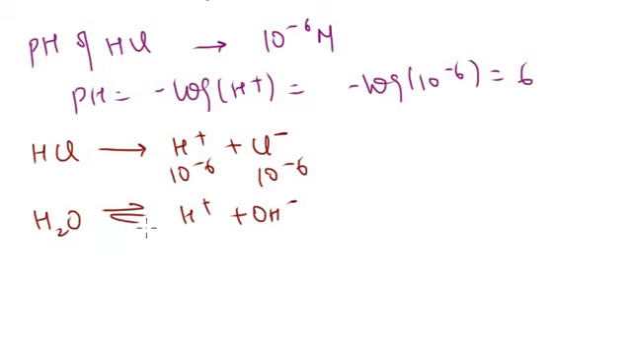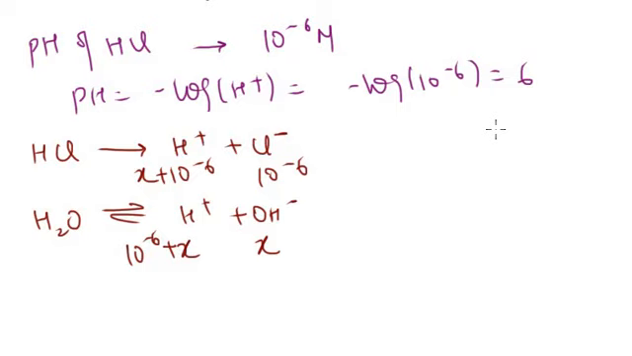But H2O is a weak electrolyte. It can reverse its direction. So H2O will reverse its direction. So it might be 10 to the power minus 7. No, it will not be 10 to the power minus 7. We know H2O gives H plus and OH minus at 25 degrees, each 10 to the power minus 7. But due to common ion effect, let's say it is X and it is also X. So the concentration of H plus turns out to be X plus 10 to the power minus 6, and OH minus turns out to be X.